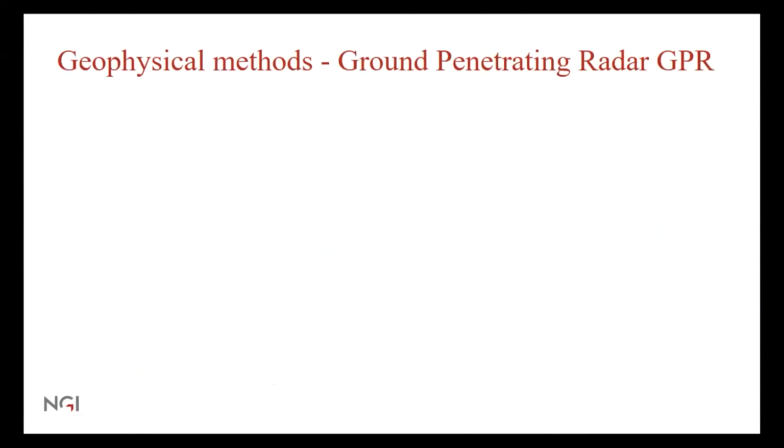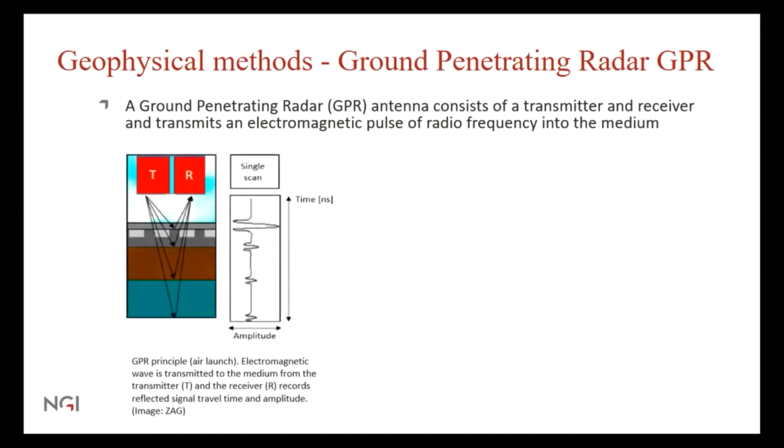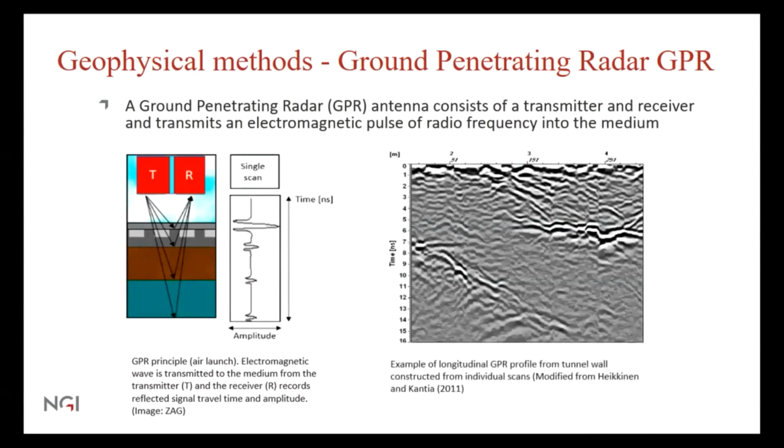Ground penetrating radar. This is basically an antenna consisting of a transmitter and a receiver, and it transmits electromagnetic pulses of radio frequency into the medium. That is the principle: also sending out an electromagnetic wave, and then having a receiver measure what you receive, in terms of travel time and amplitude. This figure shows a longitudinal GPR profile from a tunnel wall, constructed from individual scans.